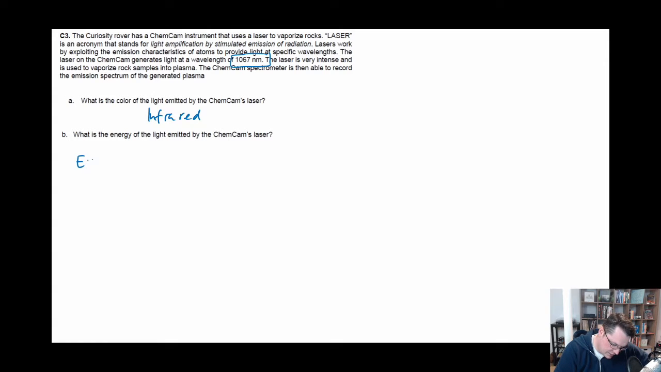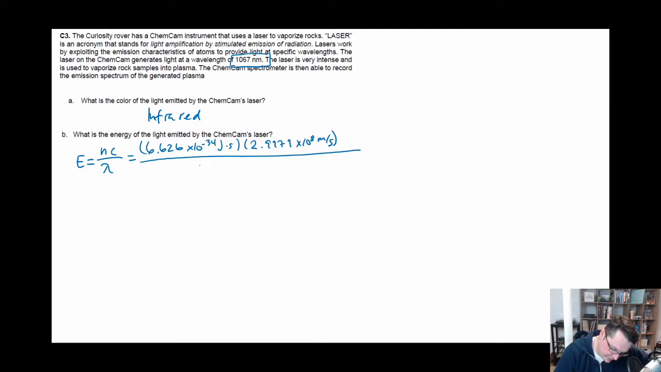So we can use the equation E is equal to hc over lambda. We can just plug in the wavelength that we have here. So we have h, which is 6.626 times 10 to the negative 34 joule seconds, times the speed of light, which is 2.9979 times 10 to the 8th meters per second, over the wavelength, which is 1067 nanometers. Because nanometers and meters don't directly cancel out, we have to throw in the conversion factor, so that's 1 times 10 to the negative 9 meters per nanometer. Now meters cancel, nanometers cancel, seconds cancel, so we only end up with joules.